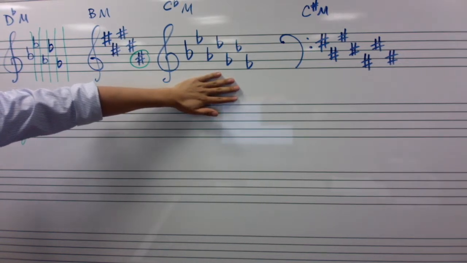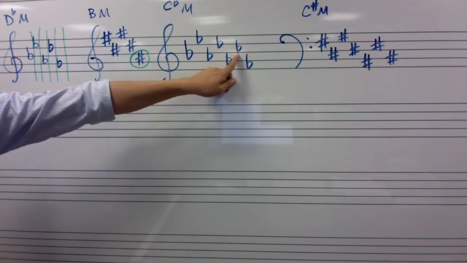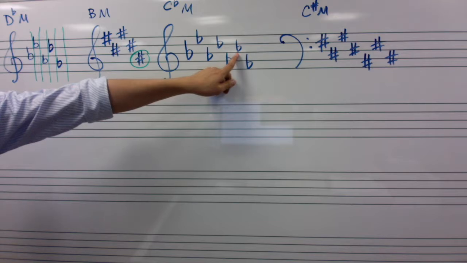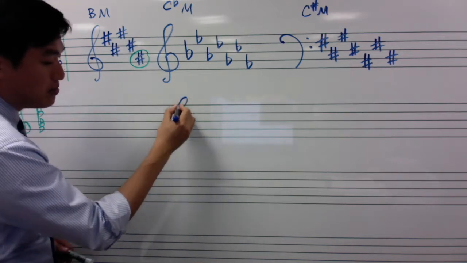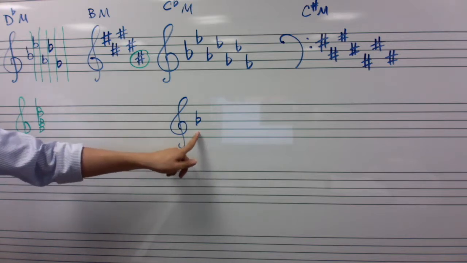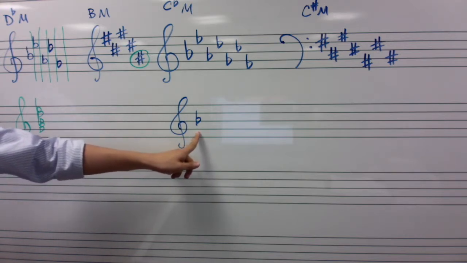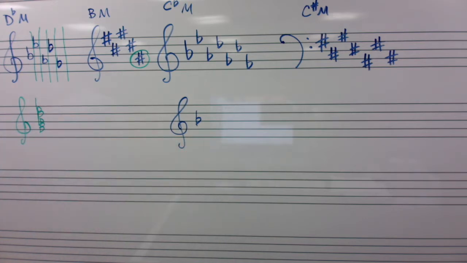So for flat keys, if you're confronted with a key signature and you have to know what scale this belongs to, you're always looking at the second to last flat, and that tells you essentially the name of the key. So this is a C flat major scale. This is a way to help you remember the relationship. If it's just one flat, there is no second to last flat, and you have to memorize that this is F major.